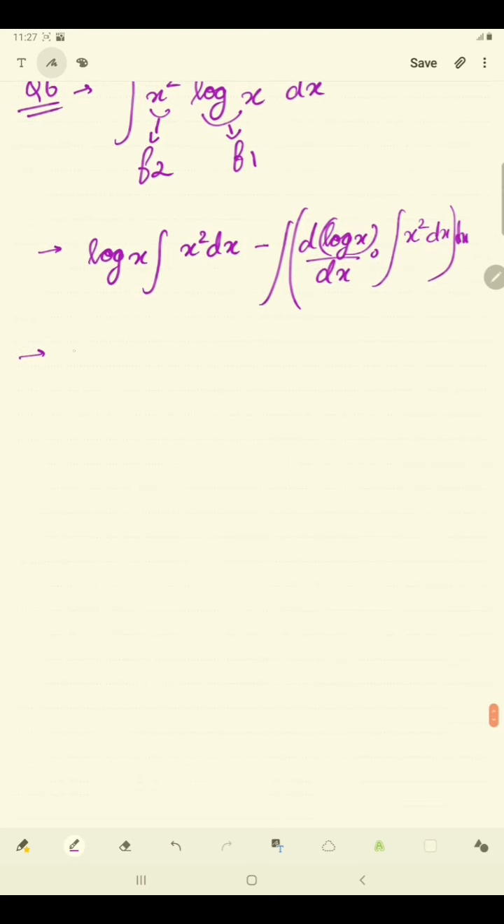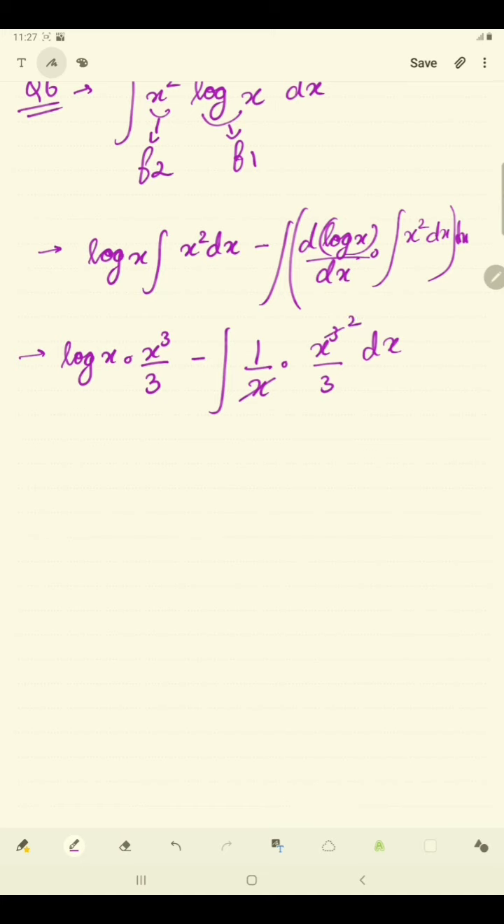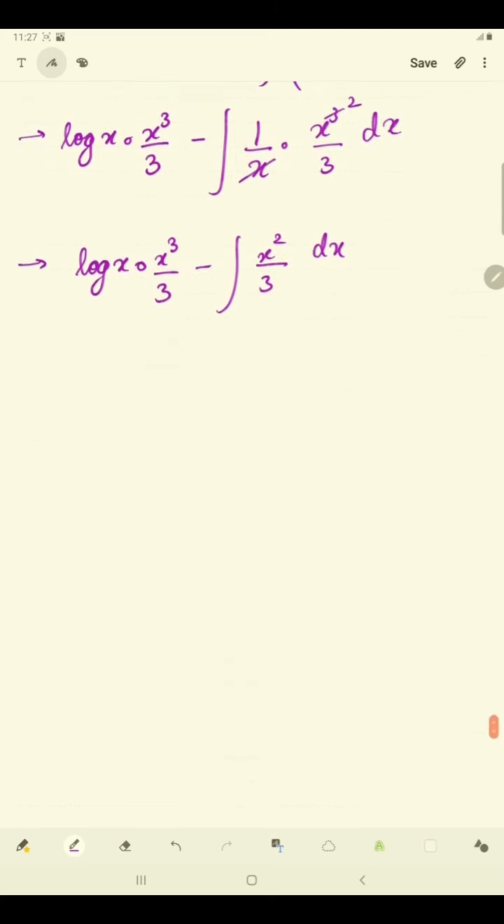So log x remains log x dot x cube by 3 minus, now differentiation of log x is 1 by x dot integration of x square is x cube by 3 dx. So this gets cancelled. So log x dot x cube by 3 minus x square by 3 dx. Now since 3 is a constant over here, we take it out of the integration sign and we have it as 1 by 3.